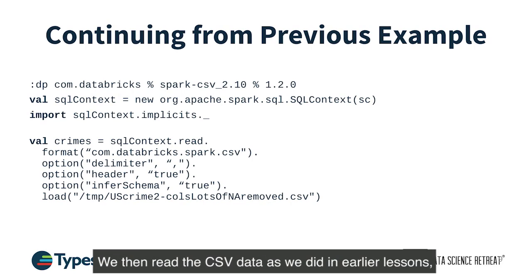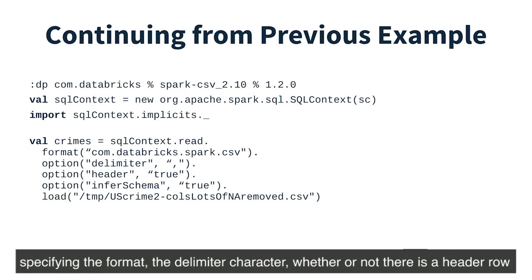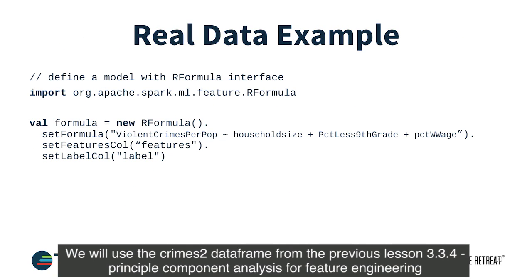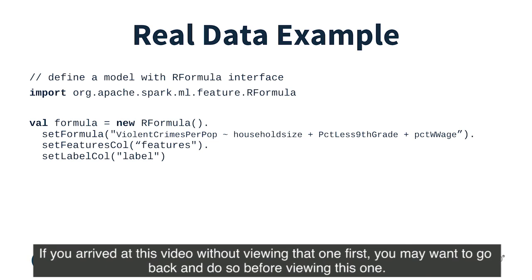We then read the CSV data as we did in earlier lessons, specifying the format, the delimiter character, whether or not there is a header row, and whether or not to infer the schema. We will use the crimes2 data frame from the previous lesson, 3.3.4, Principal Component Analysis for Feature Engineering. If you arrived at this video without viewing that one first, you may want to go back and do so before viewing this one.